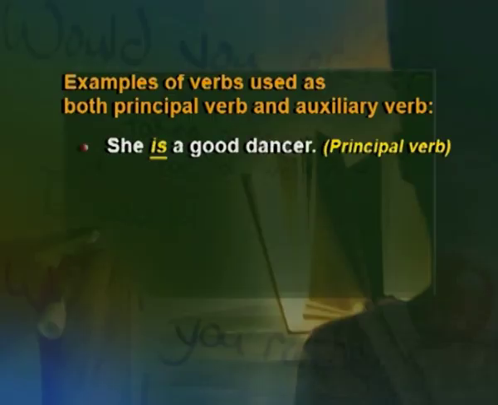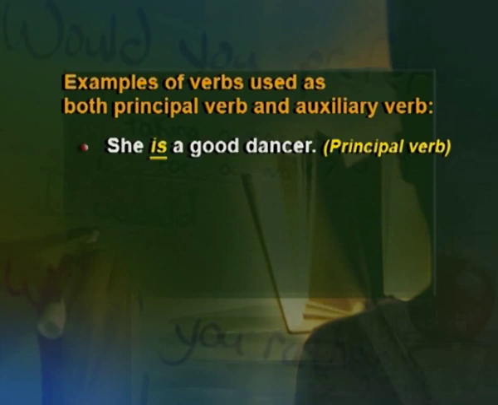We have to remember that the words do, have, and be can also be used as main verbs or lexical verbs. They can be called auxiliary verbs only when they act as helping verbs. Now let us understand the difference in uses when they are used as auxiliary verbs and when they are used as main verbs. Examples: she is a good dancer.